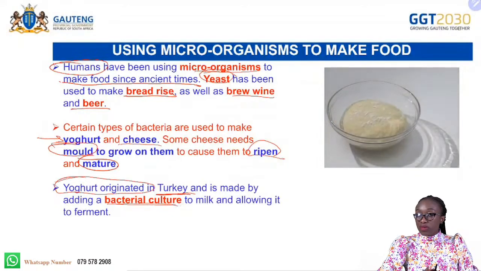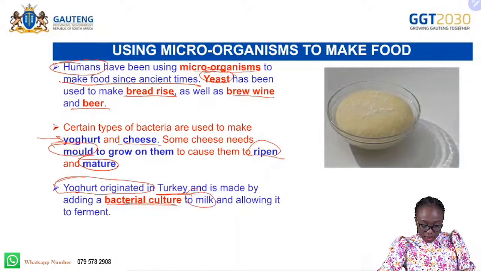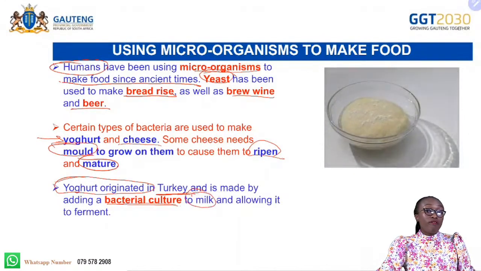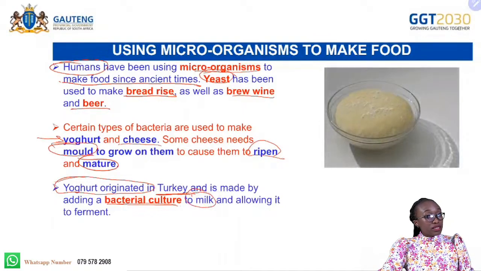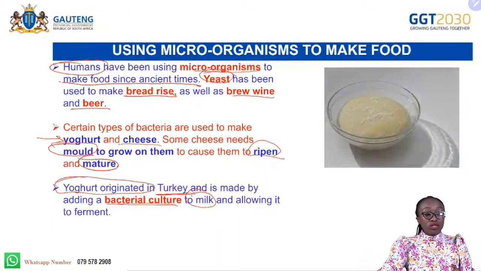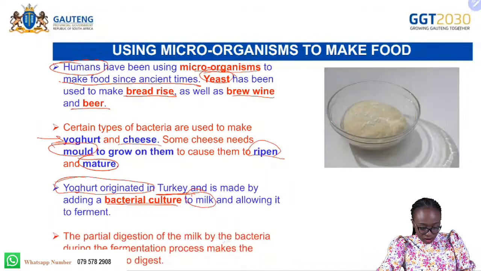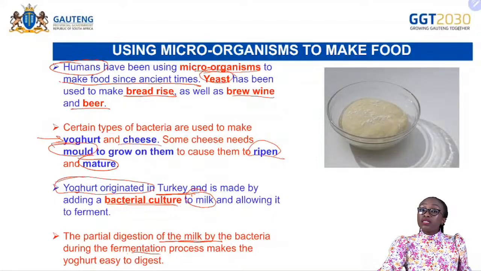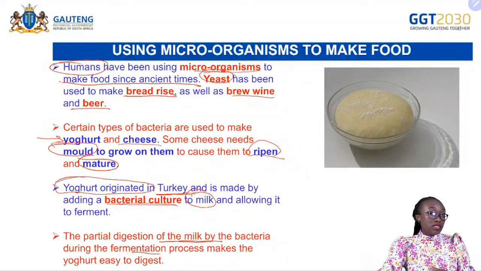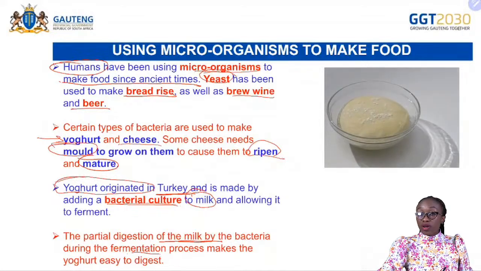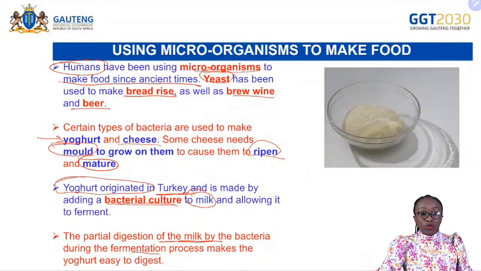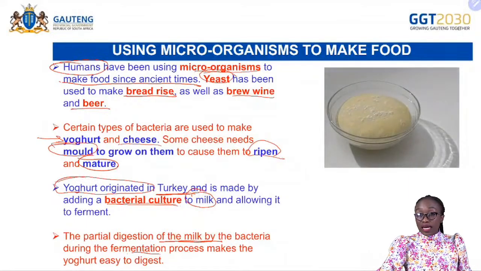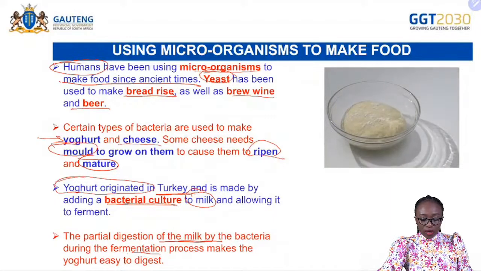So it's a culture, or a mixture, of bacteria. It is taken and added to milk and allowed to ferment. So that is how that delicacy is prepared, by adding a bacterial culture to milk and allowing it to ferment. The partial digestion of the milk by this bacteria during fermentation makes the yogurt easy to digest when you and I then eat it.